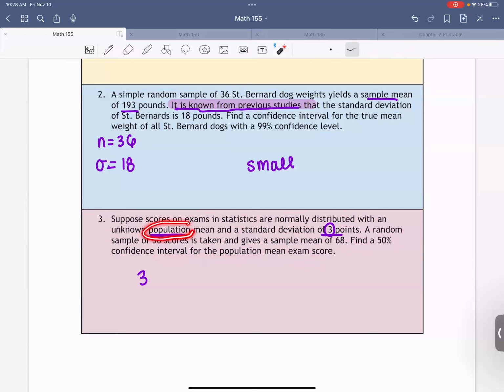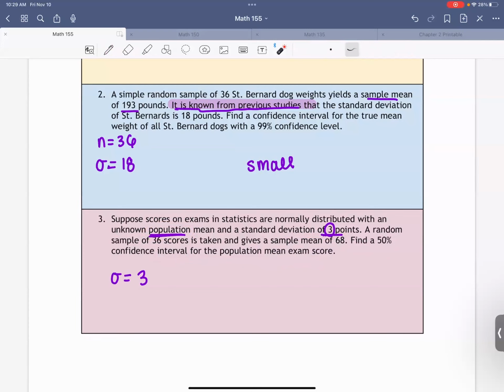Right. When it talks about the population in the same sentence as the standard deviation, that's a big hint that this is the population, right? I'll give you one more hint that this is the population standard deviation, okay? So that's a good hint.